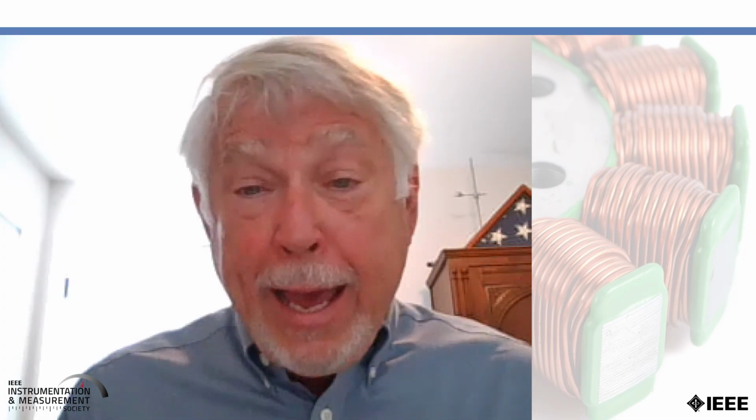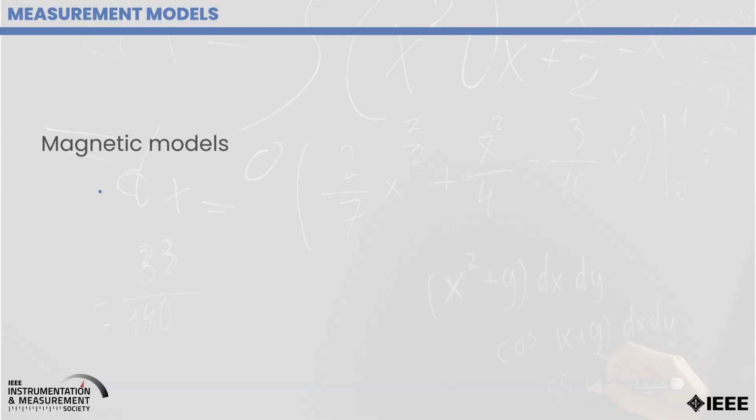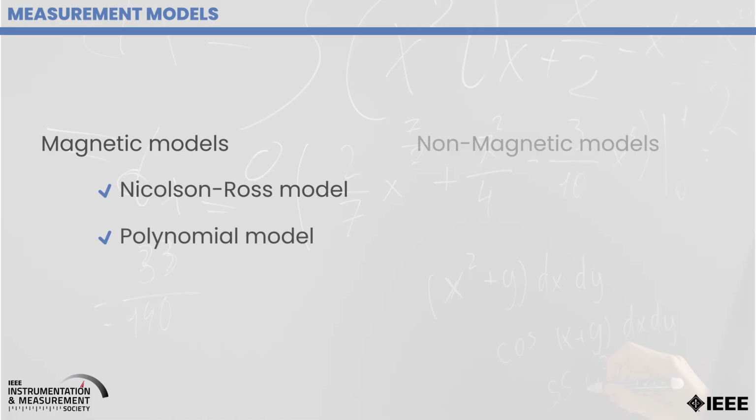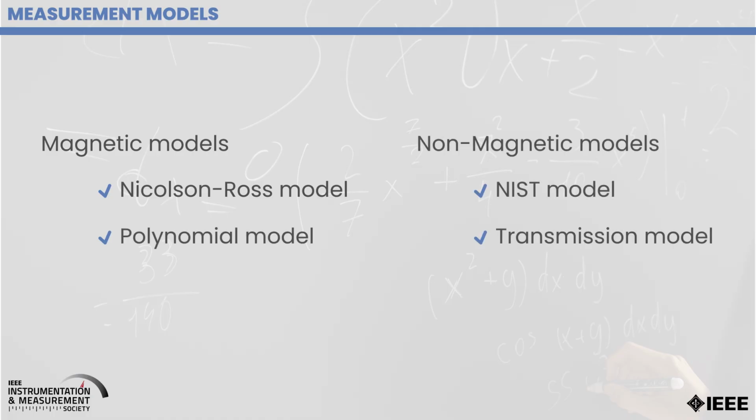Once we have the S parameters, we need to calculate the material properties. There are several techniques for doing this. Generally, they're referred to as models. Now, these models fall into two different categories, one for magnetic materials and the other for non-magnetic materials. We will take a look at each of these individually and talk about the advantages and disadvantages.